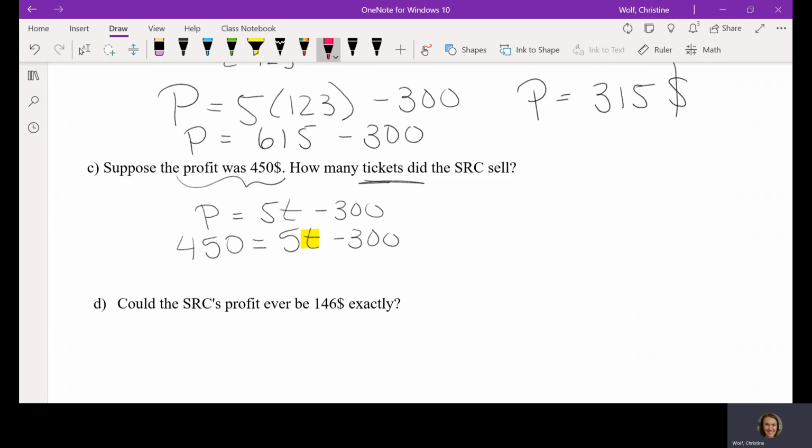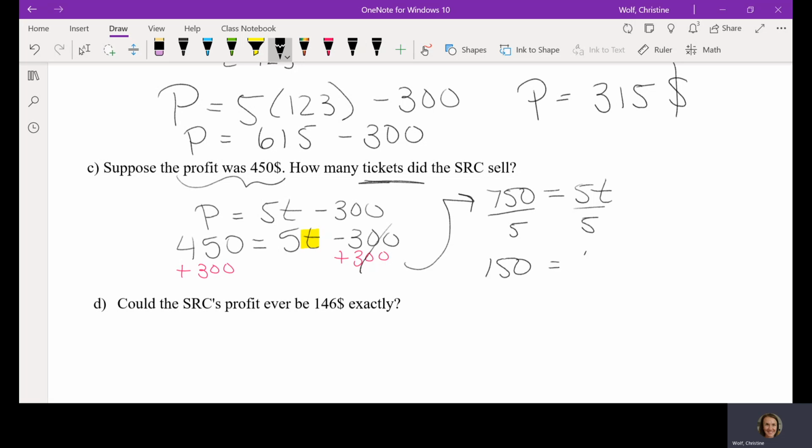Okay, so to solve for T, we are going to add 300 to both sides. So now on the left-hand side, 450 plus 300 is 750. And that equals 5T, and this goes away. And then to solve for T, we're going to divide each side by 5. So 750 divided by 5 equals 150, and that equals how many tickets we sold.